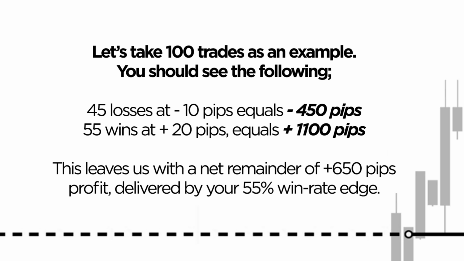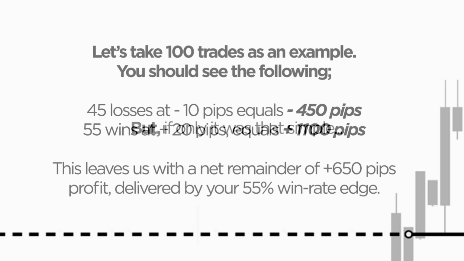So 45 losses at minus 10 pips, equaling a loss of minus 450 pips, and 55 wins at 20 pips, equaling a win of 1,100 pips. And that gives us a net remainder of plus 650 pips of profit, delivered by your 55% win rate edge.